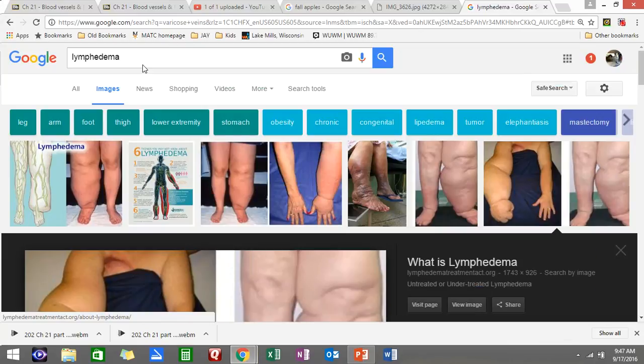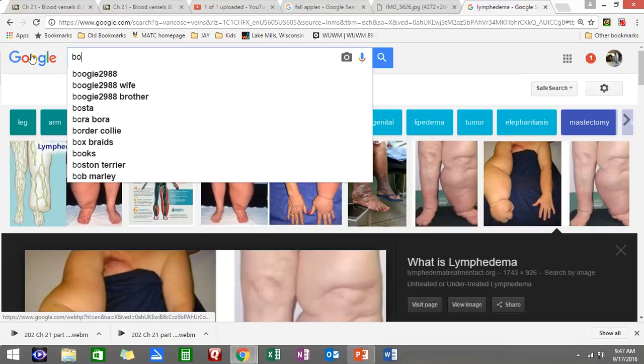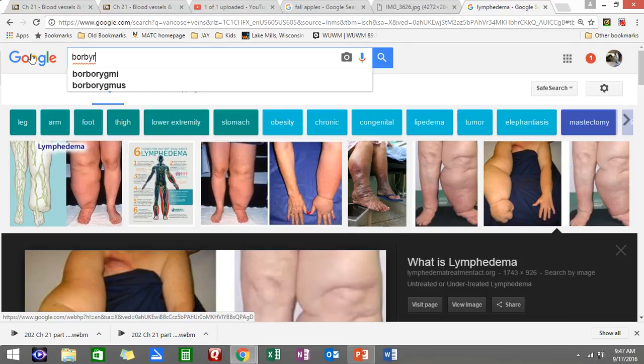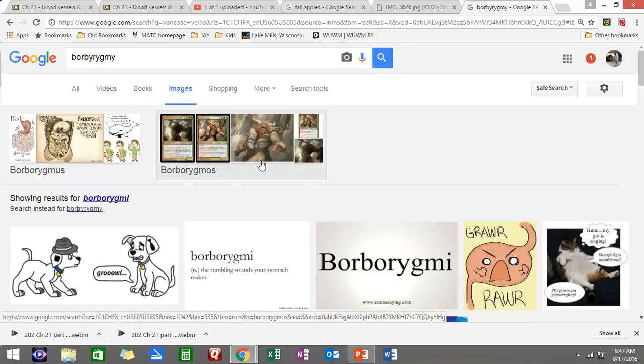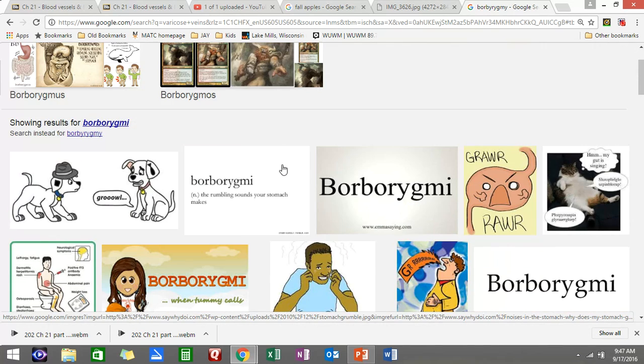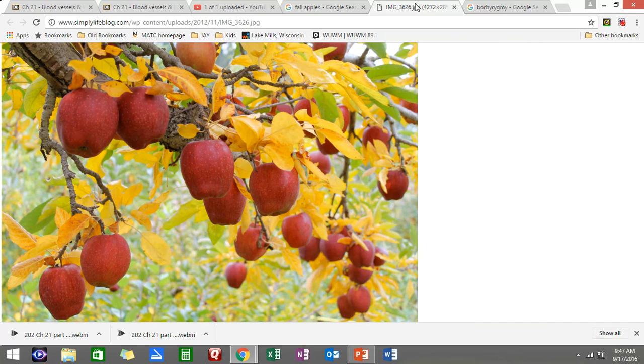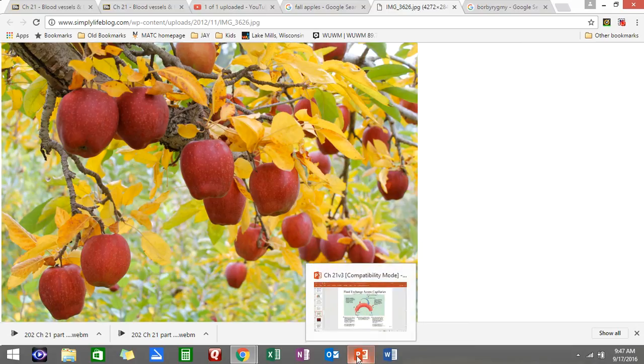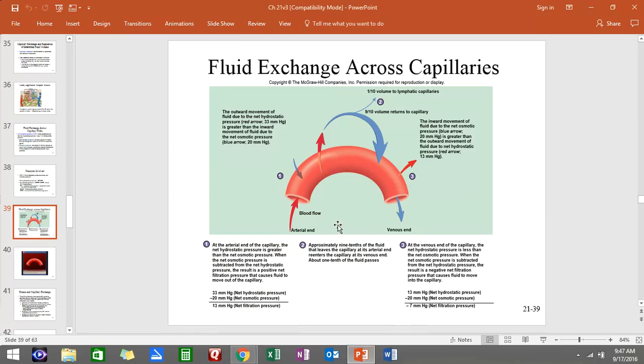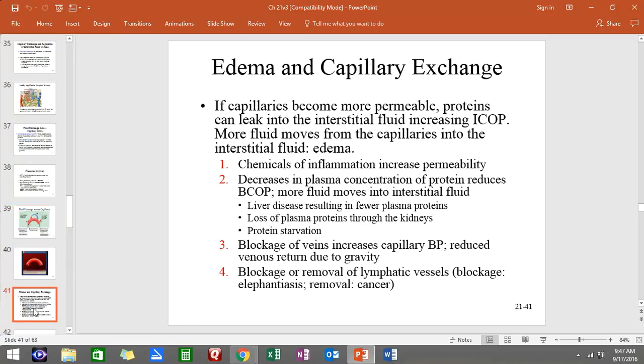This one is sometimes called borborygmi. I'm not really sure how to spell it, but that's something like that. Anyway, this is a swollen belly that we sometimes see in little starving children, or in alcoholics who just are really at the end of their disease process. Big swollen bellies, right? Okay, next, blockage of veins.